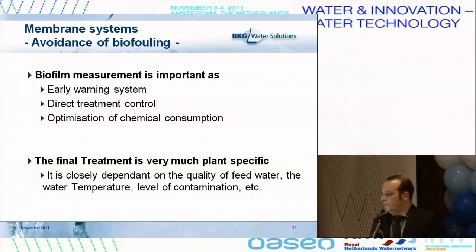So for us, we see not only the total bacterium count, but now also the biofilm measurement as important, as an early warning system for what is happening in the system. With the systems that we are developing now, we have a direct treatment control, and we can optimize the chemical consumption. The final treatment itself is very much plant specific, so you have to know all the details like feed water, water temperature, level of contamination. You have to know the flow, so where are dead zones and all this stuff. So you have to collect all this data. You cannot give a general recommendation that is valid for all systems.